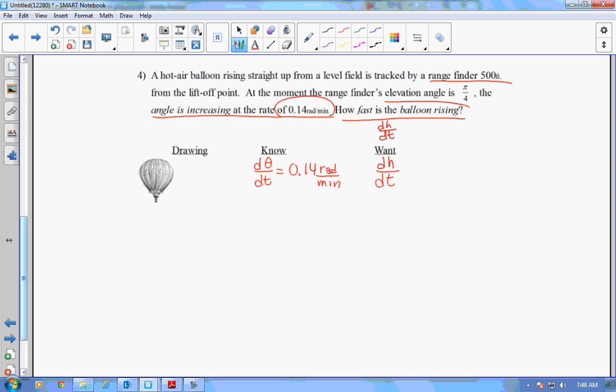Okay, so the hot air balloon has a liftoff point, right? That's below it. There's my liftoff point. What else do we have? Rangefinder. Is the rangefinder right below the hot air balloon? No. It's on the ground. How many feet?